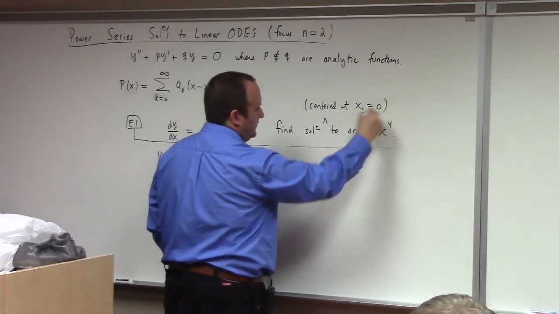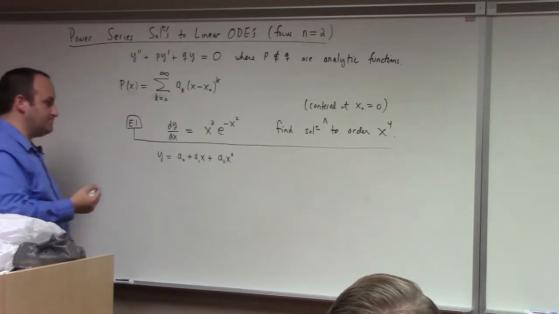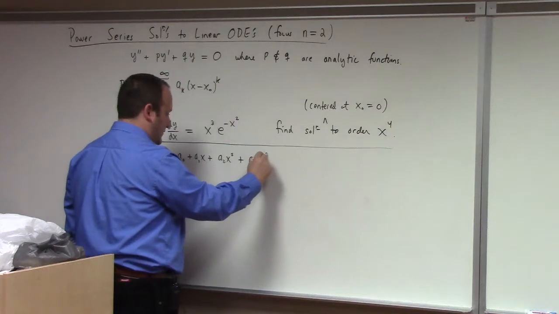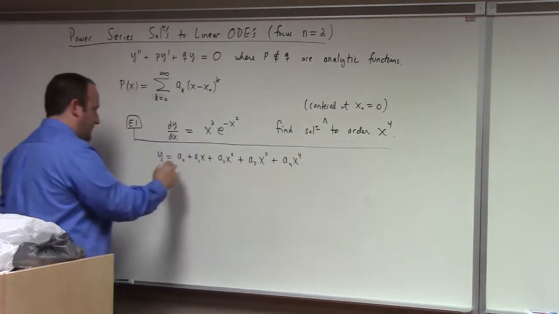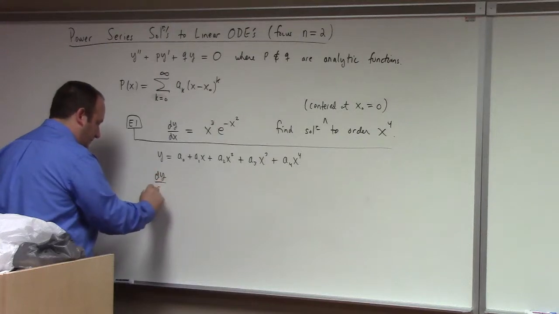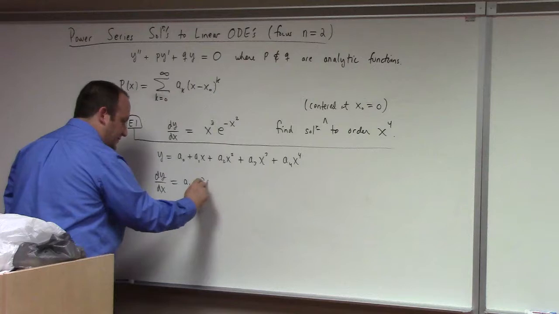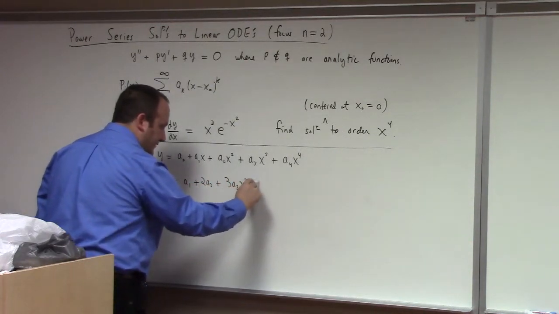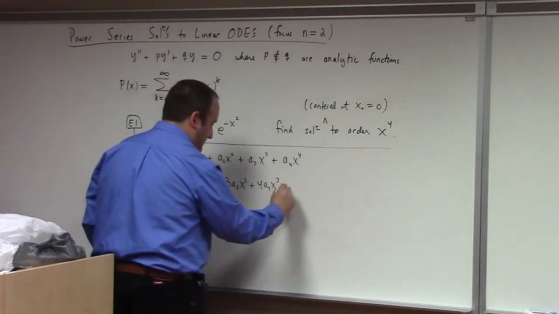In other words, we're looking for what's called a Maclaurin series. Anyway, so a naught plus a1x plus a2x squared plus a3x cubed, and I'll go all the way out to x to the fourth. Differentiate it. We have dy/dx, which is term-by-term derivatives: a1 plus 2a2x plus 3a3x squared plus 4a4x to the third plus dot, dot, dot.